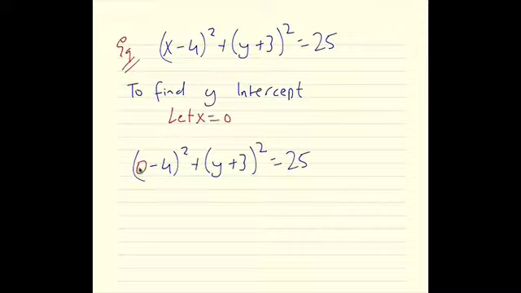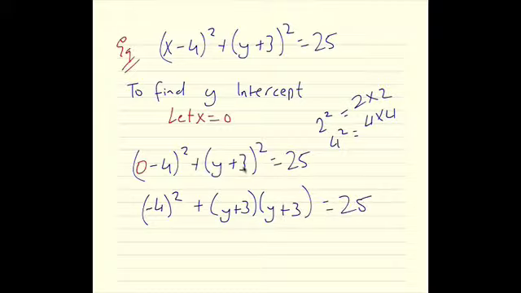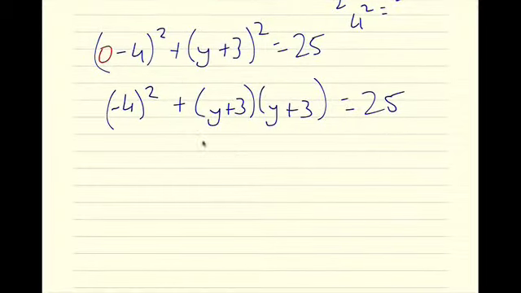Right, now let's work inside the bracket first. What's 0 minus 4, John? Minus 4 to be squared, plus, this is where you're getting confused, Alan. What's 2 to be squared? 4, which is 2 by 2. What's 4 to be squared? 4 by 4. So what's y plus 3 to be squared? It's y plus 3 by y plus 3 equals 25. You okay with that? Reese, are you okay with that there? Are you sure?